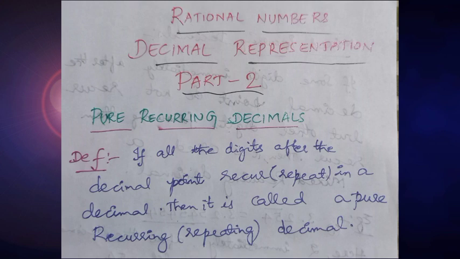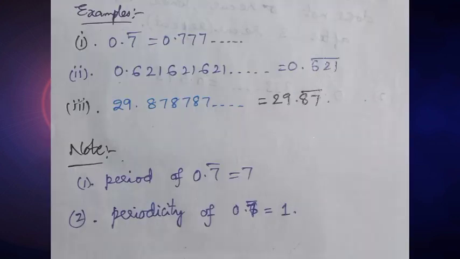So now here, if you consider the examples, 0.7 bar is equal to 0.777 and so on. 0.621 bar is equal to 0.621621 and so on. 29.878787 and so on is equal to 29.87 bar. In the first example, 7 is repeating. In the second example, 621 is repeating. In the third example, 87 is repeating. So after the point, immediately the digits are repeating. That's why they are known as pure recurring decimals.